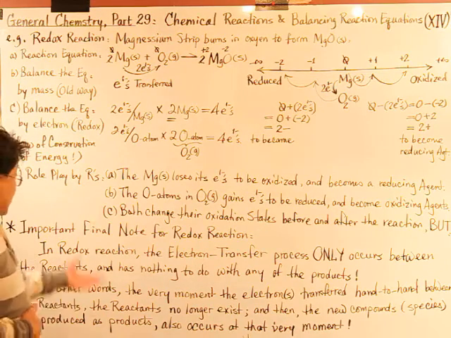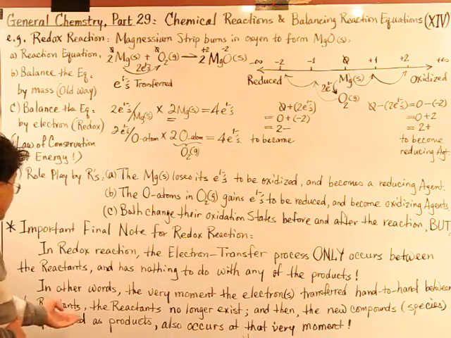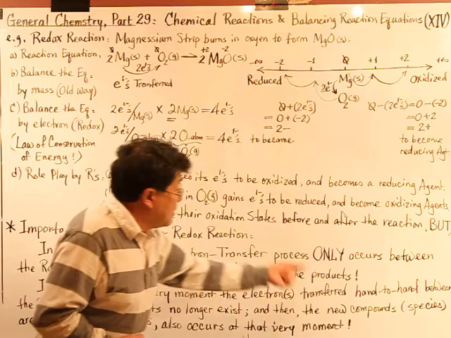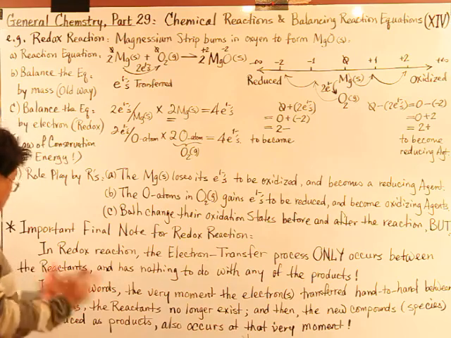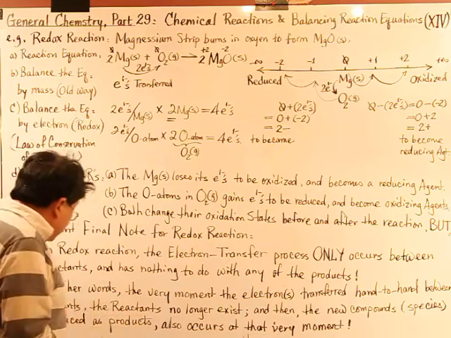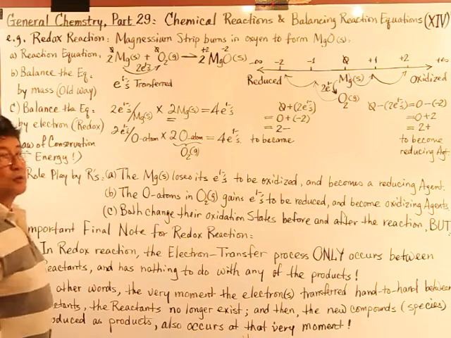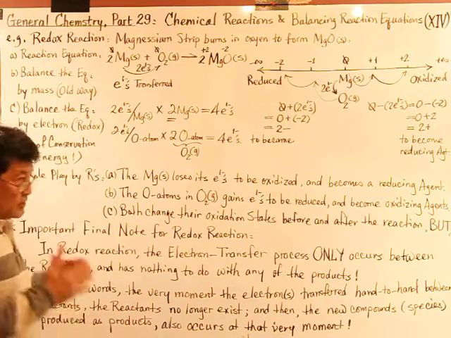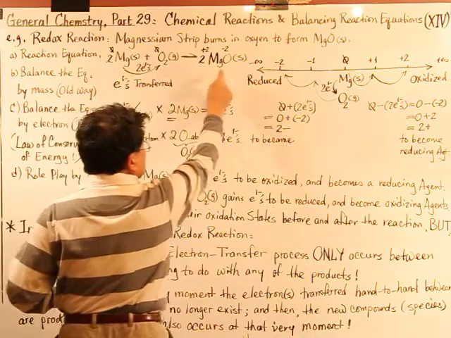So in other words, the very moment electrons are transferred hand to hand, the reactants no longer exist. And then the new compounds or species, right, could be elemental, like a metal, are produced as products. This process also occurred at that very moment, just slightly slower behind. So that's how we have a clear cut for timing. Electron transfer only occurs between the reactants, not the products.